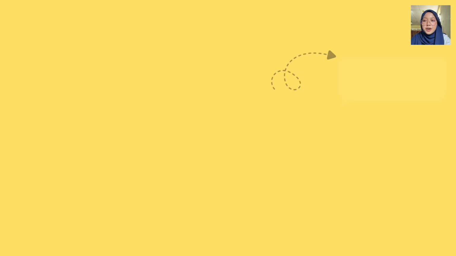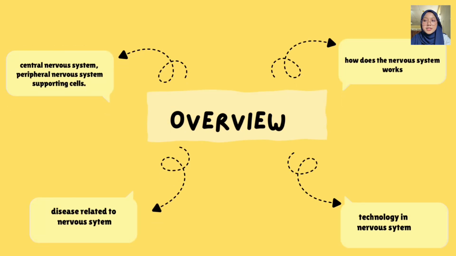So before we go on, this is the overview of my presentation today. The first one, we will see the central nervous system, peripheral nervous system along with the supporting cells. And then I will be talking about how the nervous system works. The third one, we will be discussing the diseases related to the nervous system. And the last one is technology in the nervous system.